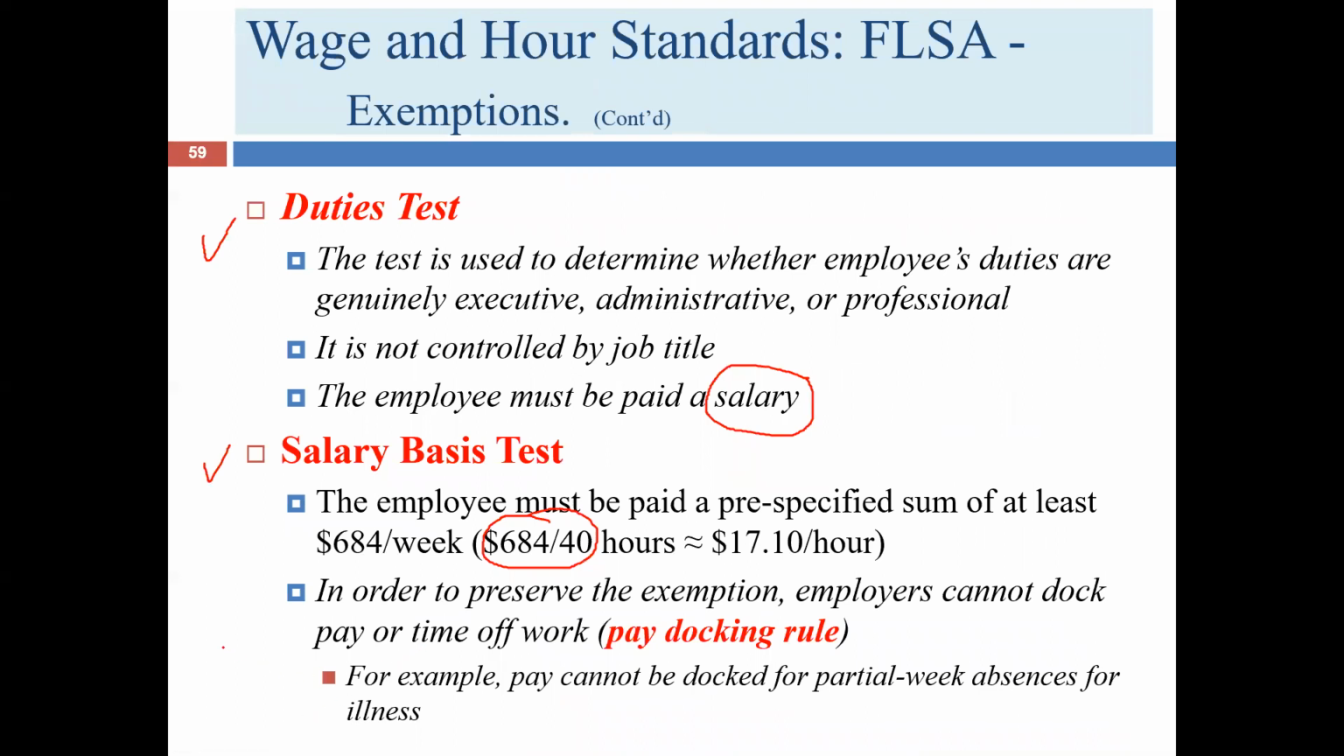Let's talk about the pay docking rule. So if somebody's paid on a salaried basis, sometimes there's a temptation for the employer to kind of want to have his cake and eat it too. And it goes like this. Bob is paid, we'll say, $700 a week. And he is salaried. And you know what? He works about 50, 60 hours a week. He's working a lot of time here.